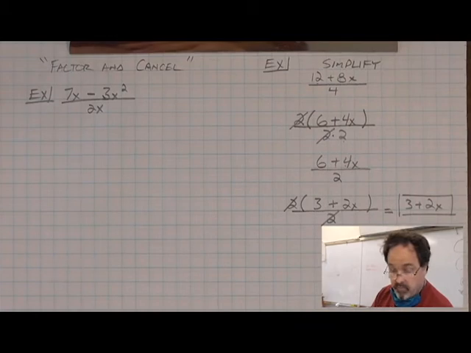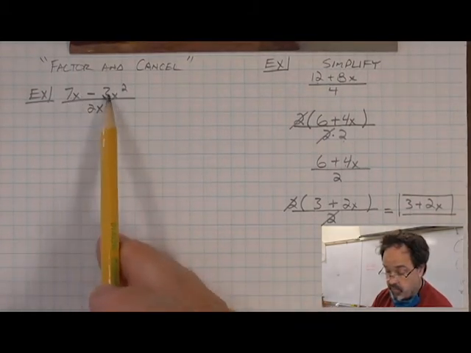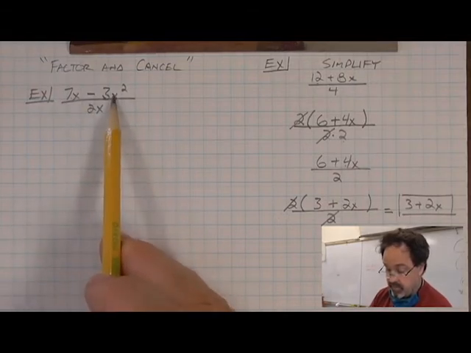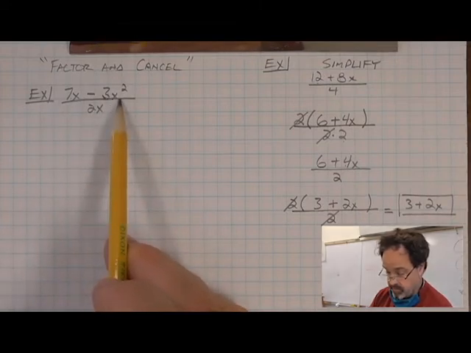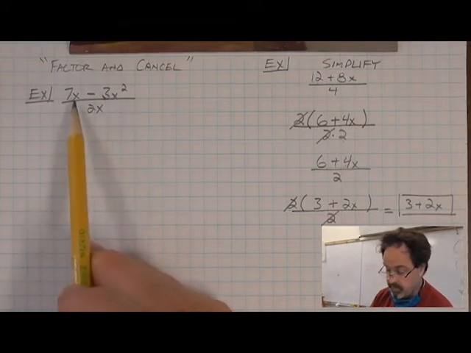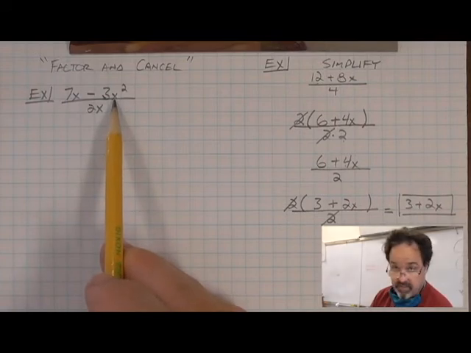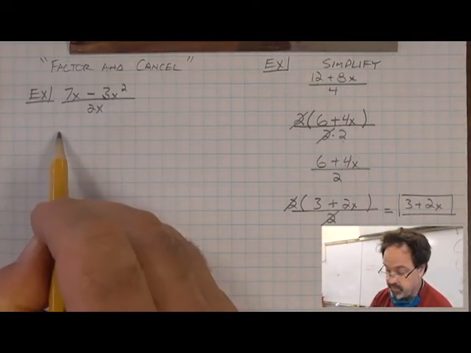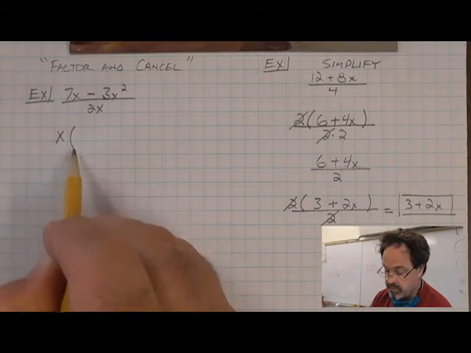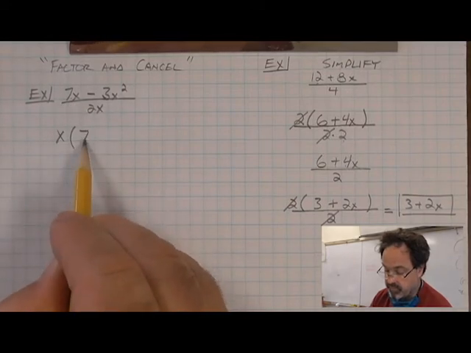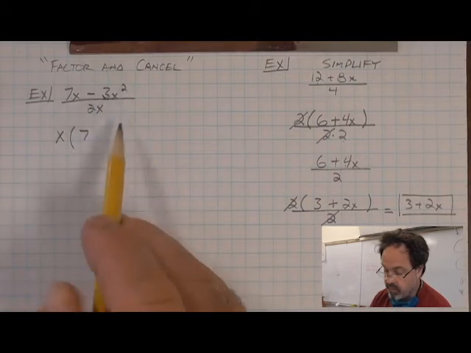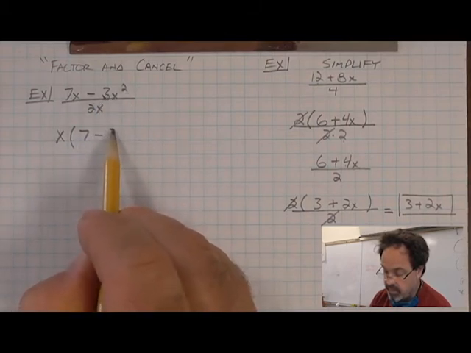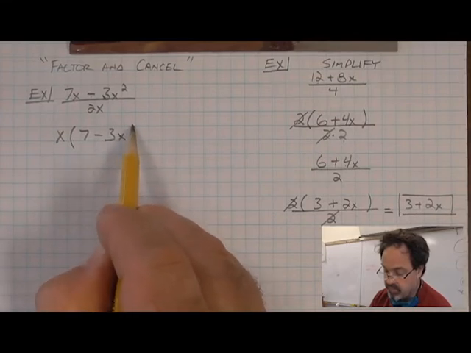I'm looking for this numerator to be factored. I'm not going to factor out a number because 7 and 3 can't both be divided by a number evenly. But I can see that both of these terms in the numerator have an x as a common factor. I'm going to factor out an x. What remains of the 7x is 7. And what remains of the negative 3x squared is the negative 3 and one of the x's.